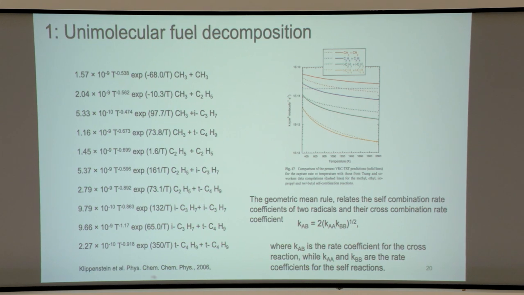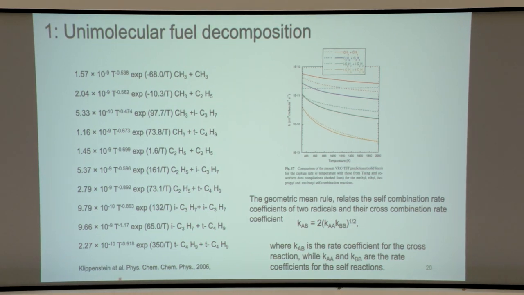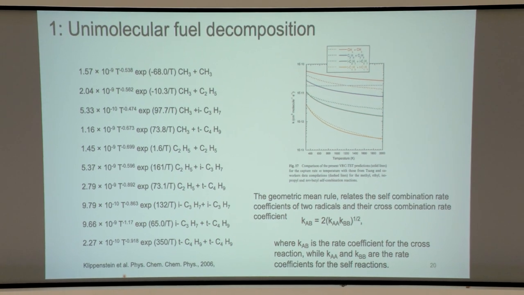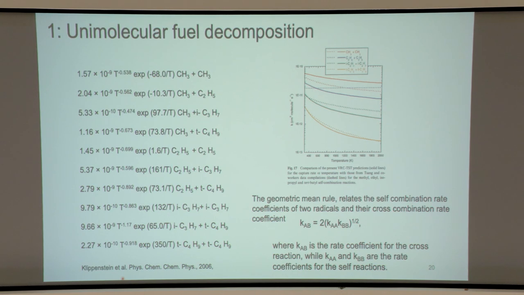This is a paper by Dr. Klippenstein at Argonne National Lab, and he made our life very easy. Okay, what he did is he did a lot of quantum chemistry calculations for the recombination of different radical species going together. And again, H radical recombining with something is at the collision limit. It's super fast, so we don't care about it.